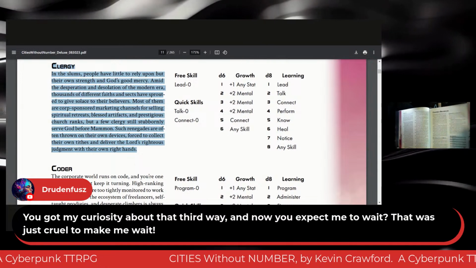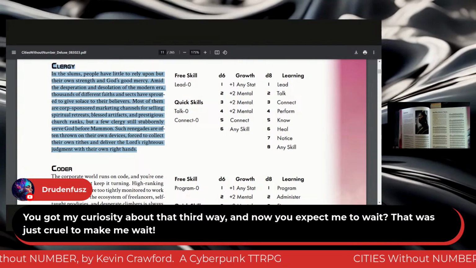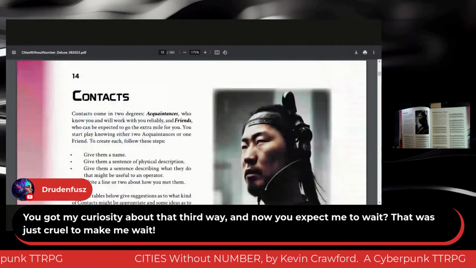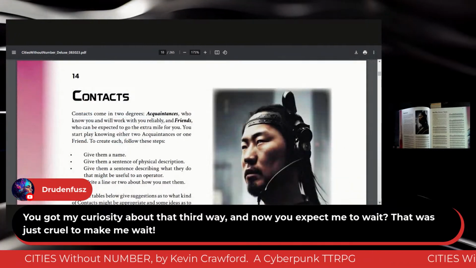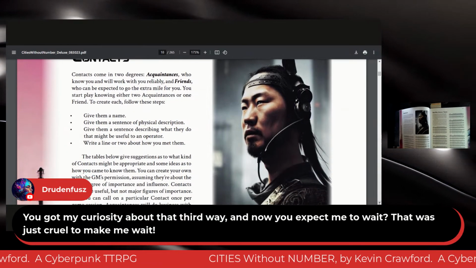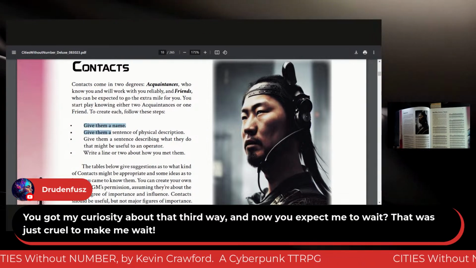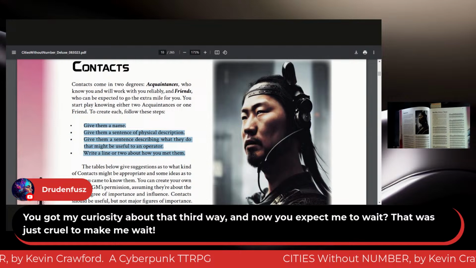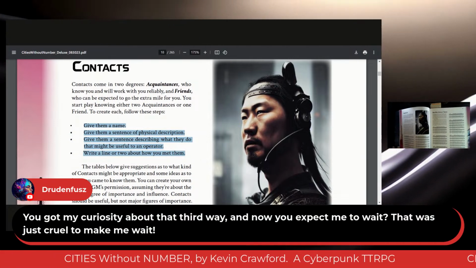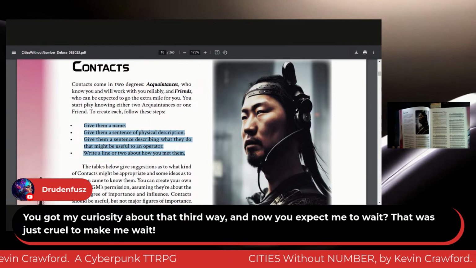But we don't need to even do that. I gotta go through this real quick, because I think the way to get there is page 18. There we go. Contacts. This section talks about contacts, and there's pretty good advice here. Give them a name, give them a sentence or a physical description, give them a sentence describing what they do that might be useful to the operator, that's the player characters, and write a line or two about how you met them.